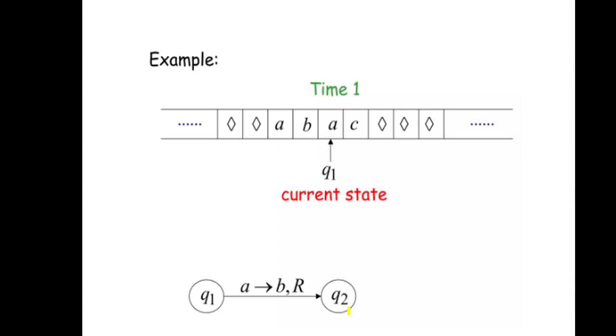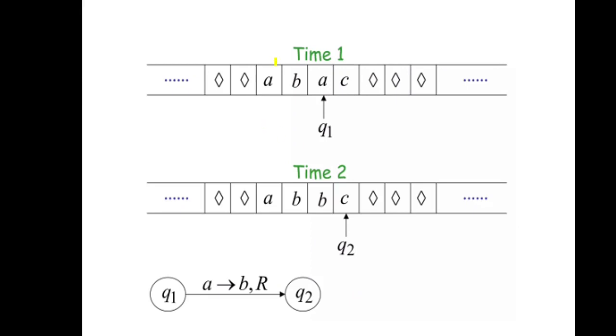Now the current symbol is A. It reads A, and it's in the current state Q1. It takes the symbol A from the input tape. After the process, it gives the output B, and now it moves right. The next state is Q2. So like that you have to write the transition. This is the states and the transitions in the Turing machine.